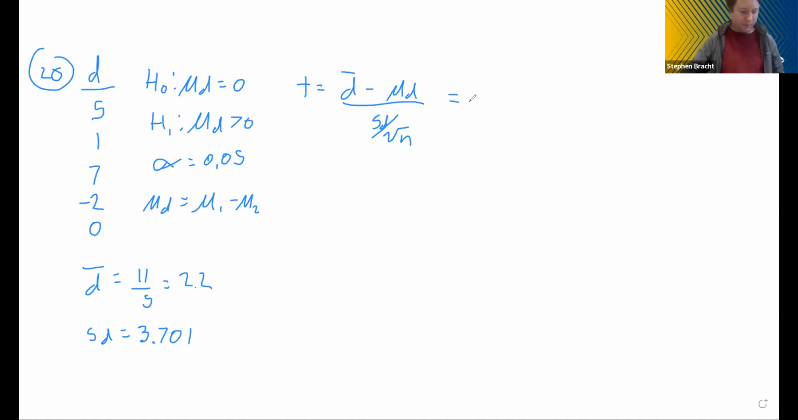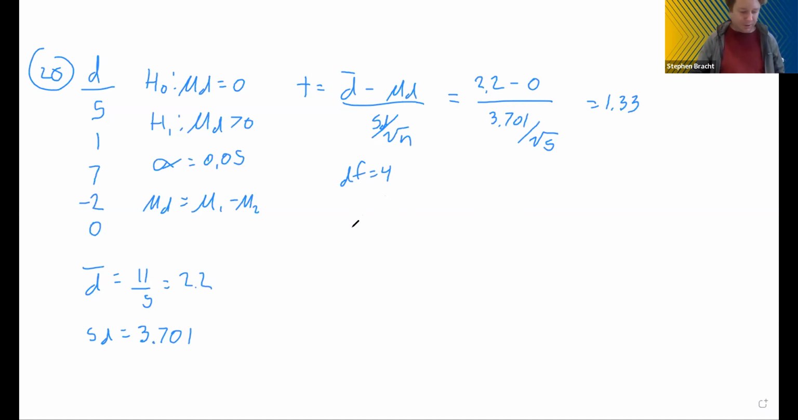So then the T value is equal to 2.2. For mu d, I'll plug in 0 because I assume the null hypothesis is true. And I divide that by 3.701 over the square root of 5. And I get 1.33. Then I'll go to my t chart. Because the sample size is 5, the degrees of freedom is 4.